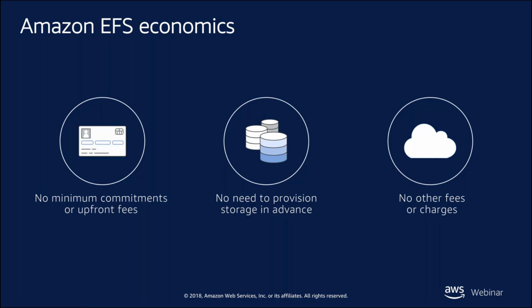It's really a simple pricing model. With the bursting throughput mode, it's just based on the amount of data that you're storing. And then there are really 2 dimensions when you're running in provisioned throughput mode: the storage dimension, and also a throughput dimension based on the amount of throughput that you provision for your file system.